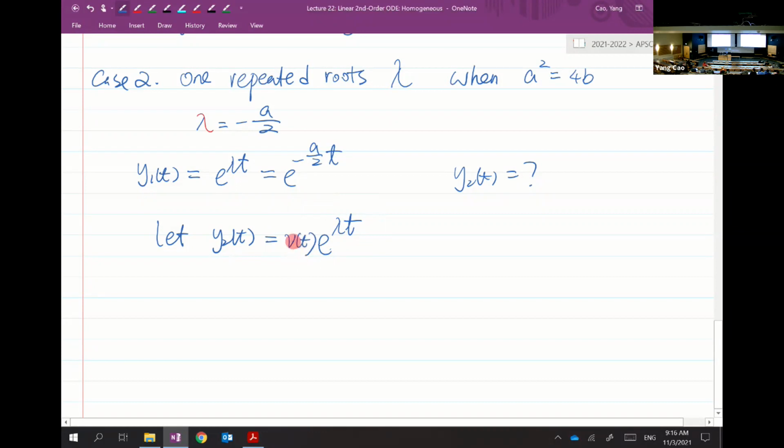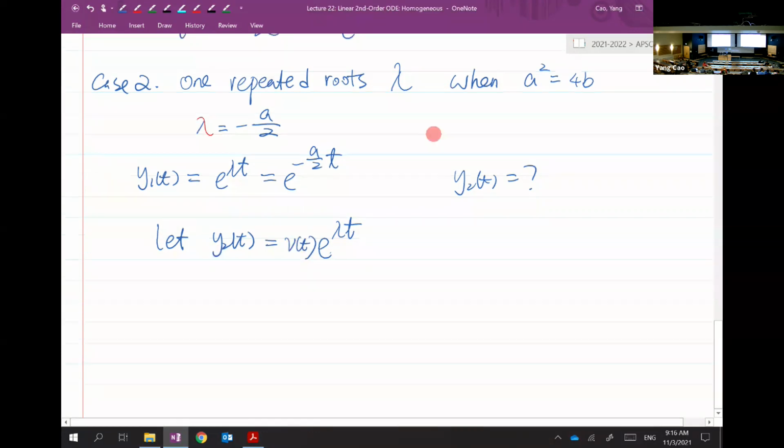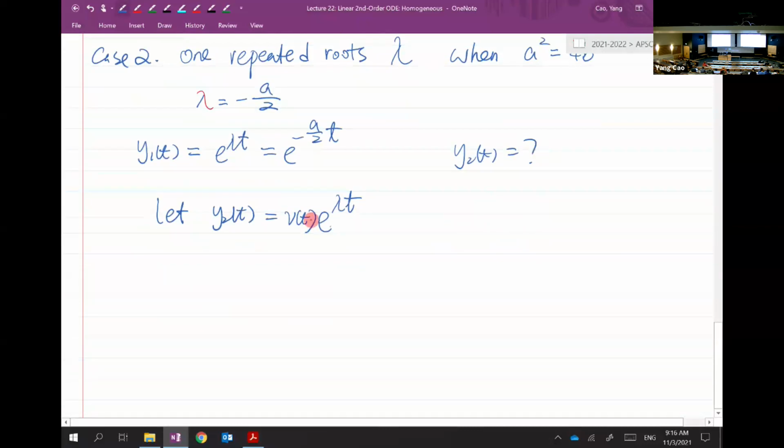If we can find v of t, and the y2 of t is also a solution of this second order differential equation, then obviously, as long as this is not 1, then y2 of t will be independent from this y1 of t. So that's the idea. You create a y2 of t in this kind of format. So basically, it's v of t times y1 of t. So if I write everything out, v of t e to the power negative a over 2 t in this case.